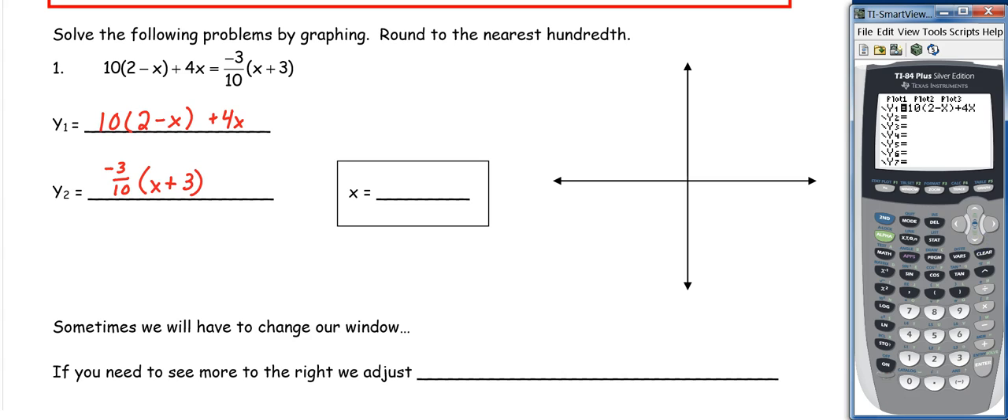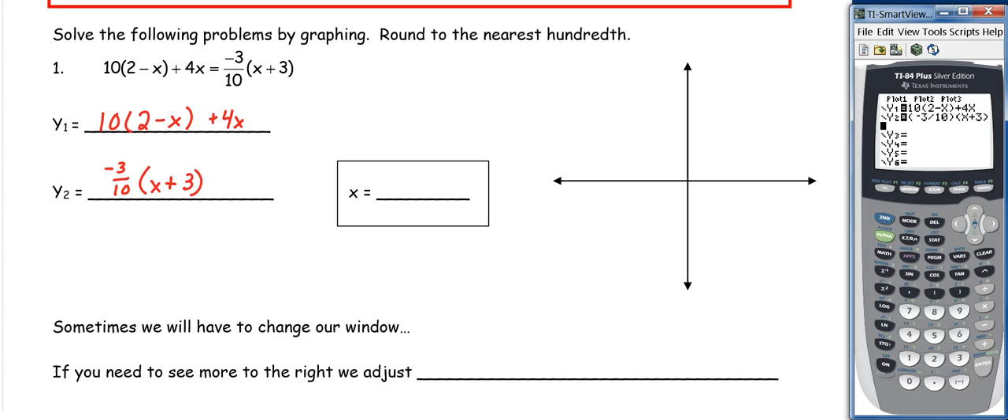Then arrow down to your y2. Notice that y2 has a fraction in it. Because it has a fraction, you need to use parentheses with it. So we're going to do parentheses, negative 3/10. We use the negative sign down at the bottom. 3 divide by 10, close parenthesis, and then parenthesis x plus 3, close parenthesis.